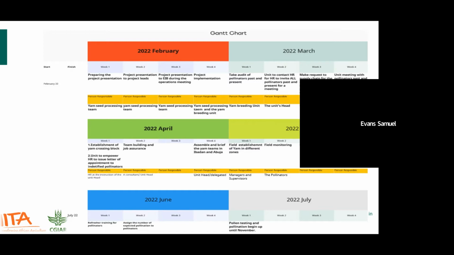And then in June, refresher training on pollination. Then we will assign the expected number of flowers to be pollinated based on the pollen viability test. Then from July to the rest of the year is the pollination activities. And under it, highlighted in yellow, sorry, that's not so clear, are the responsible persons. We can have different people that are responsible for the achievement of that.